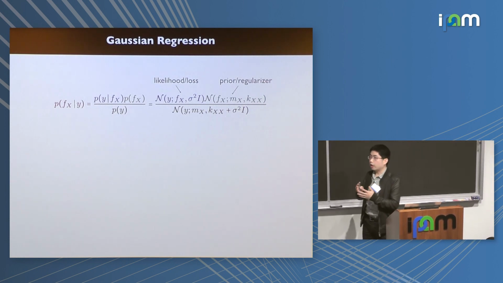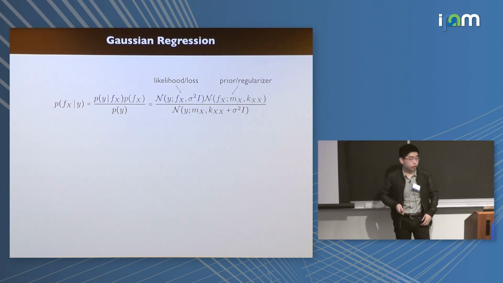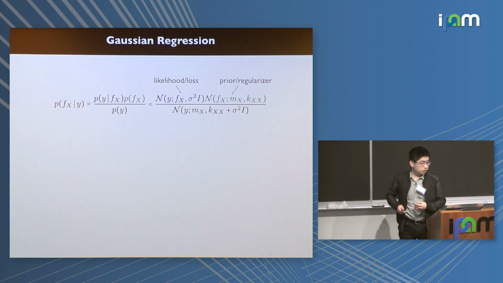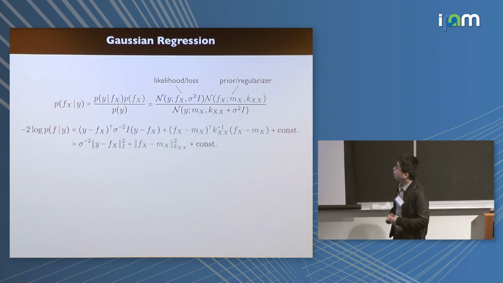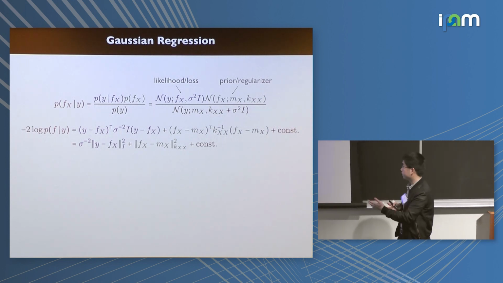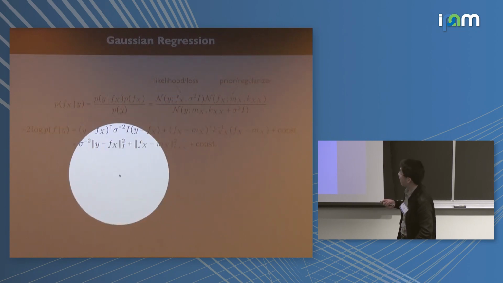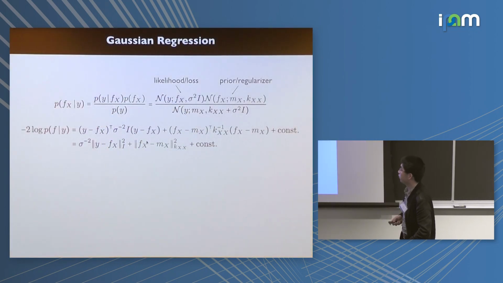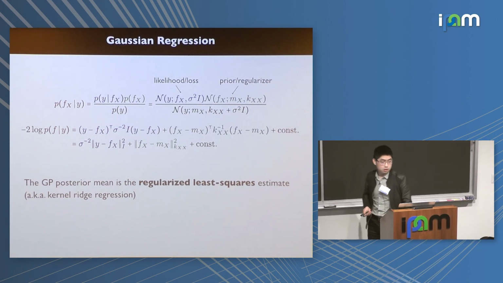So in Gabor's previous talk, I think he mentioned the connection between Gaussian process regression and kernel ridge regression. So here I just want to be a bit more concrete, just to draw the direct connection between the two. We have the posterior distribution over the function f of x, which could be expanded as follows. If we take the negative log posterior, we actually get this loss function. If you inspect this a little bit more closely, it's actually kernel ridge regression in a probabilistic setting. So the GP posterior is the regularized least squares estimate, which is the kernel ridge regression objective.